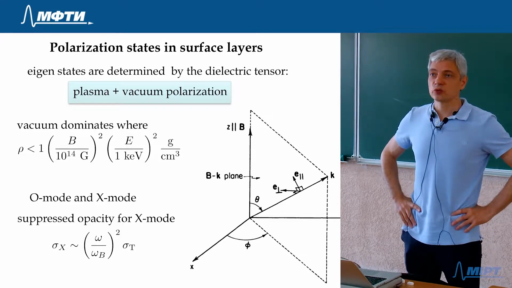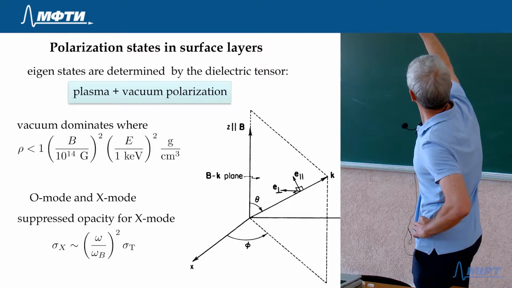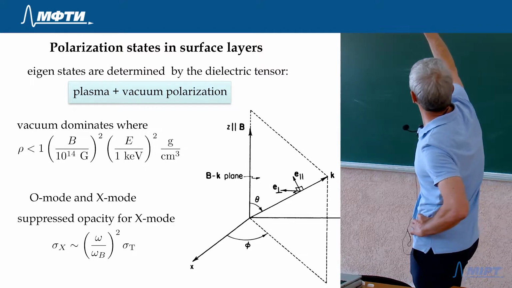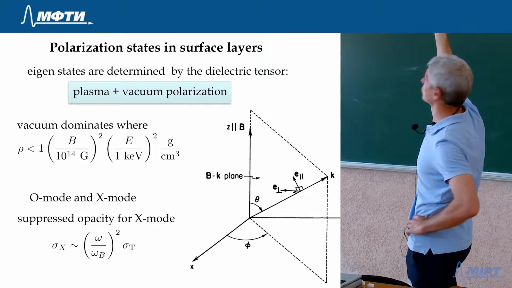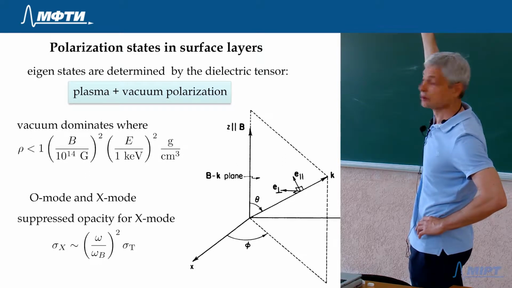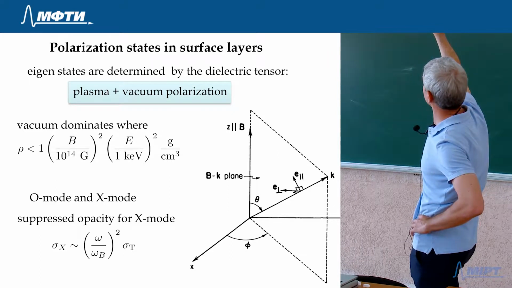And it's easy to understand why. So what is written here at the bottom is the cross-section for the X mode. You can see it is much smaller than Thomson cross-section. That would be scattering cross-section in vacuum for a photon. And the suppression factor is the ratio of the frequency of the photon to omega b.